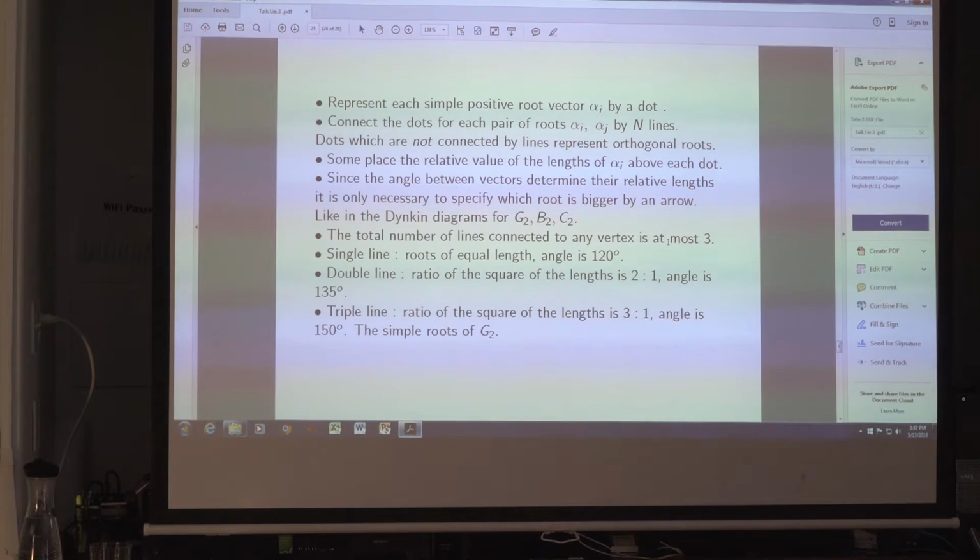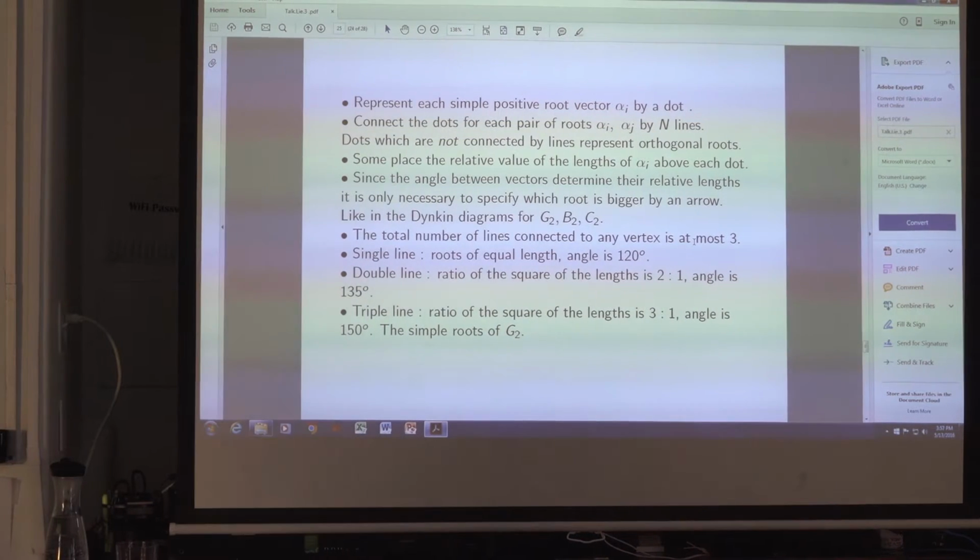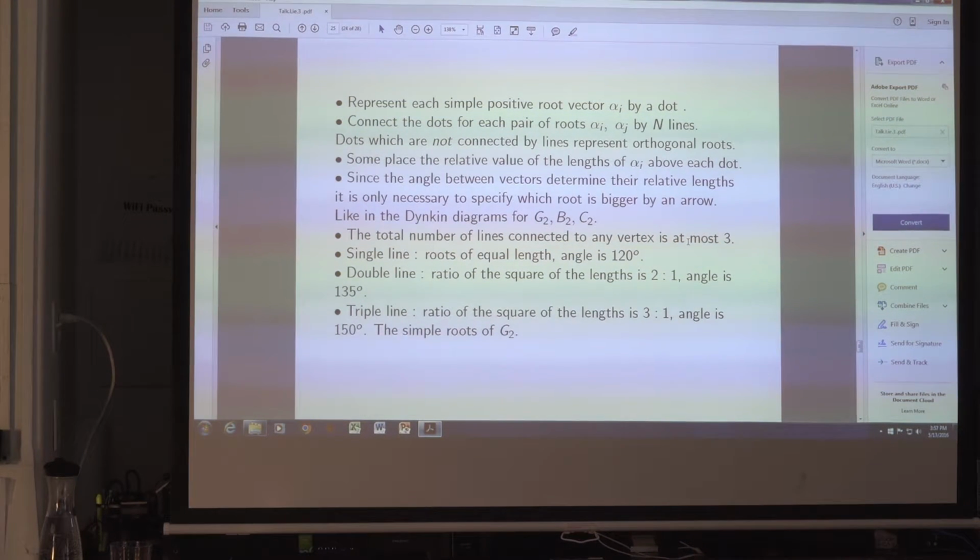If you look at the Dynkin diagram of G2, you only have two simple roots, and you're going to see two dots with three lines and an arrow. The arrow points in the direction of increasing size, so it points from the smaller root to the larger root. The total number of lines connected to any vertex is at most 3.